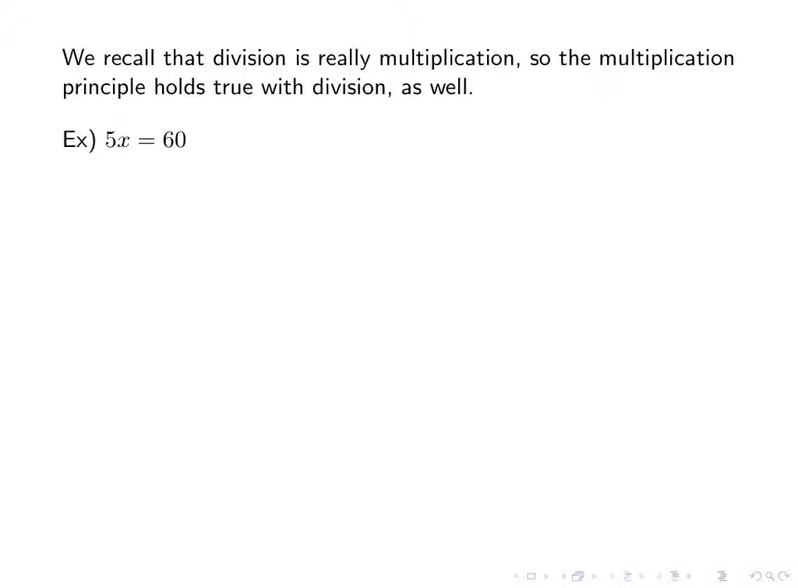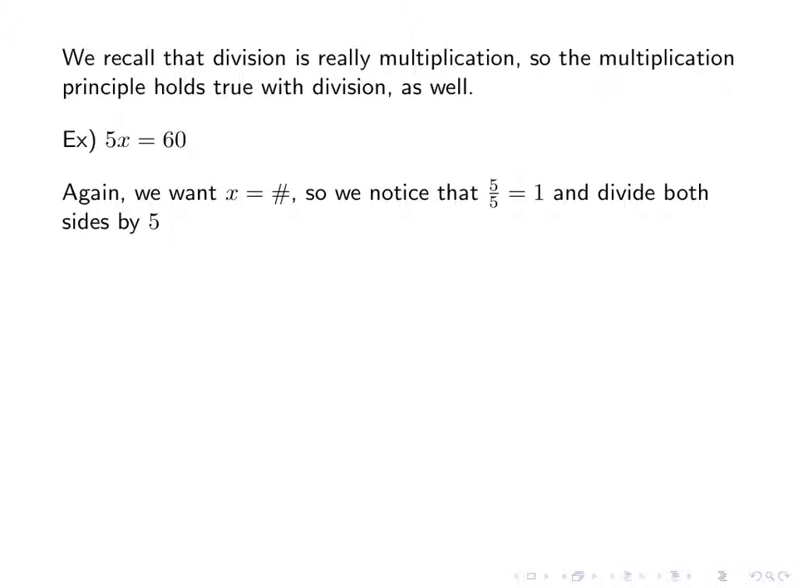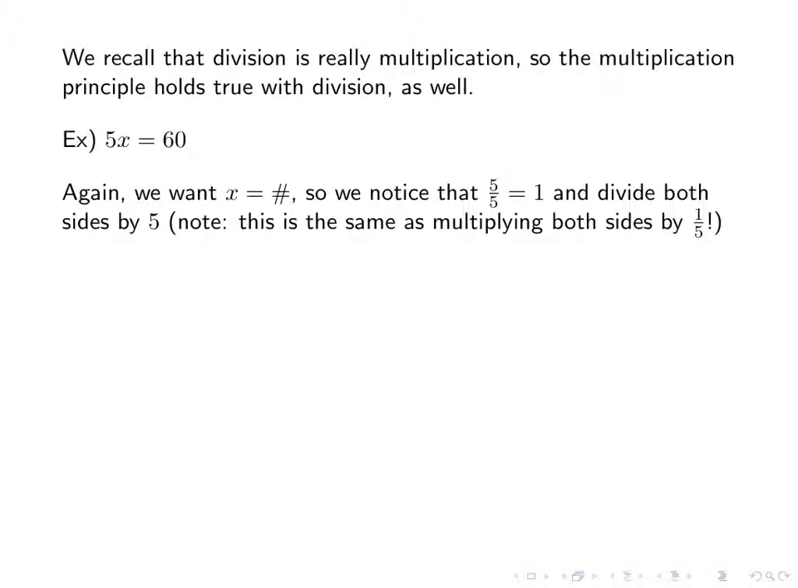As another example, we have 5 times x equals 60. Again, our goal is to get it to look like x equals a number. And we know that 5 divided by 5 is 1, and therefore we can divide both sides by 5. And again, remember, this is the same thing as multiplying both sides by 1 over 5. Right? Dividing is the same as multiplying by the reciprocal. So we have 5x divided by 5 equals 60 divided by 5, which gives us x equals 12.